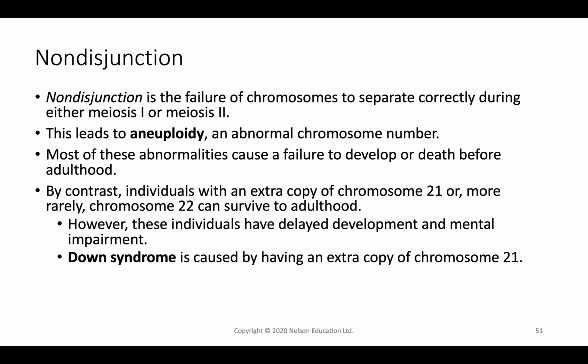But 21 and 22 are able to survive to adulthood with severe developmental delay and mental retardation, as well as having adducted thumbs and some other characteristics. And that triploid, or third copy of chromosome 21, is characterized by a syndrome known as Down syndrome.